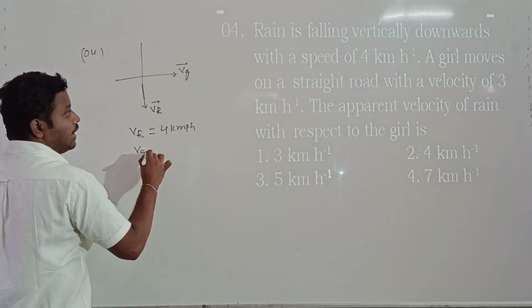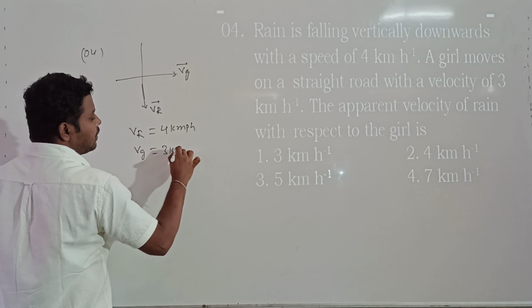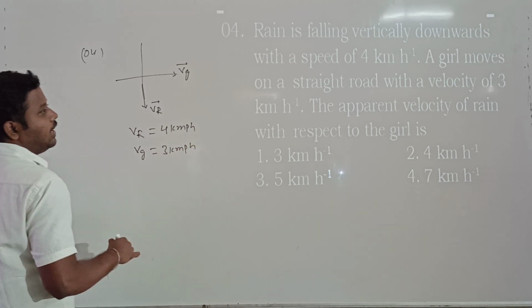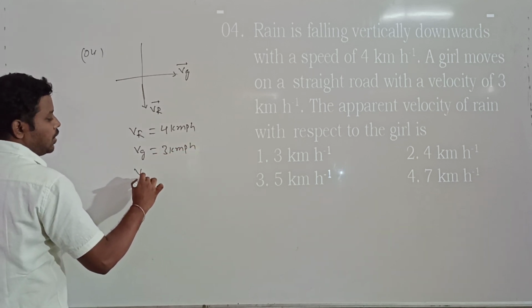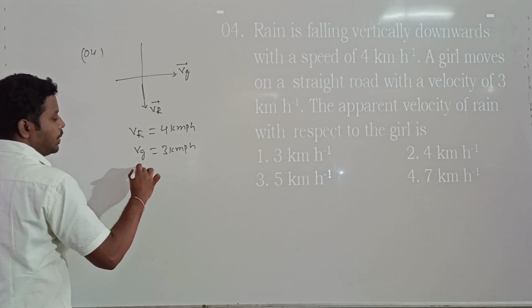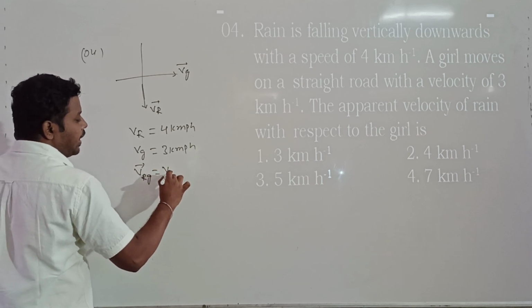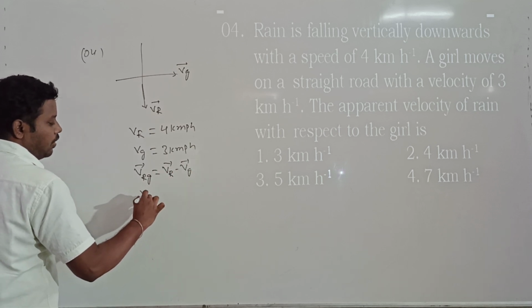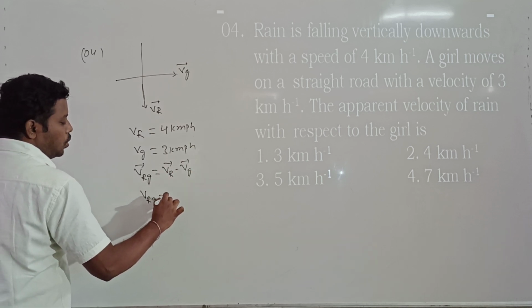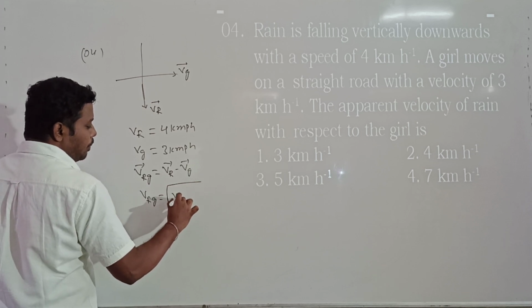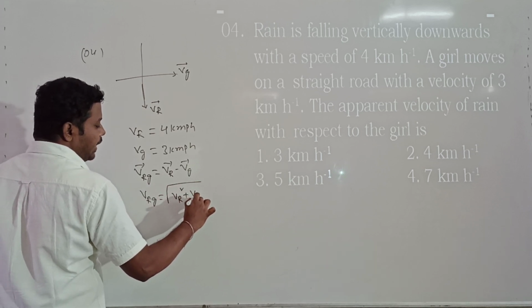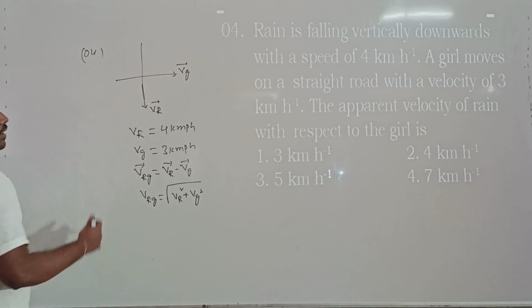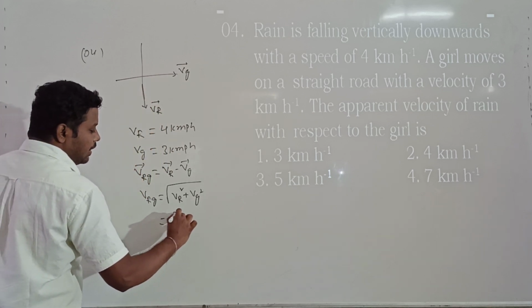Velocity of the girl is given as 3 kilometers per hour. We are asked to calculate the apparent velocity of rain with respect to the girl. So what is v_rg? v_rg is given by v_r bar minus v_g. The magnitude of v_rg is root over v_r square plus v_g square, because these both are perpendicular.